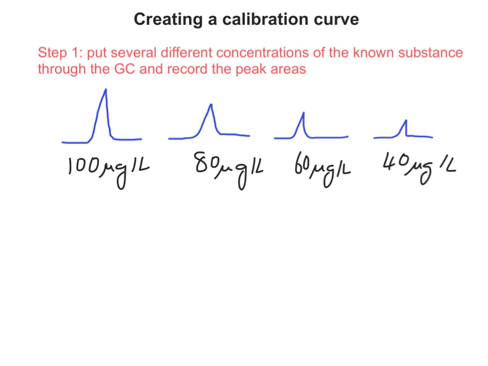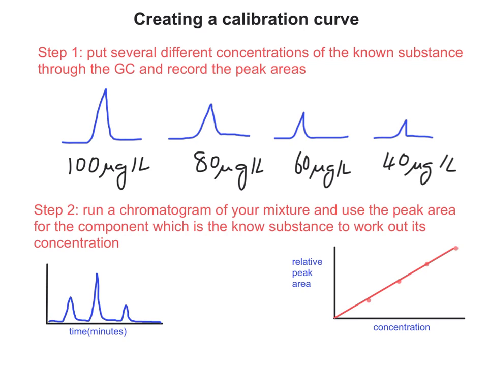Now the concentration can be measured in micrograms per litre, but what we're doing in the first step is to put several different concentrations of the known substance through the GC and record the peak areas. So we're not looking at the mixture just yet. What we're doing is looking at what peak area we get when we put a known concentration of the known substance through the gas chromatography machine.